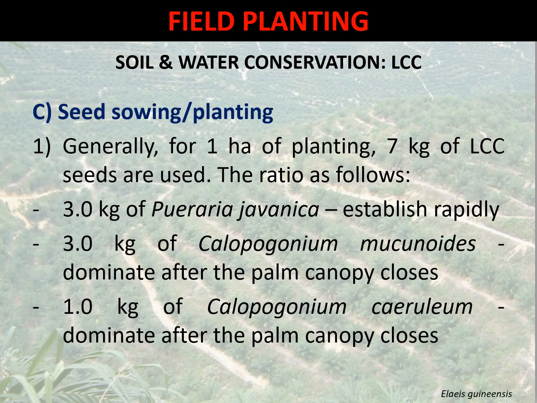Next procedure for LCC establishment is the seed sowing and planting. Generally, for 1 hectare of planting, 7 kg of LCC seeds are used. The ratio is as follows: 3 kg of Pueraria javanica, established rapidly; 3 kg of Calopogonium mucunoides, dominate after the palm canopy closes; and 1 kg of Calopogonium caeruleum, dominate after the palm canopy closes.